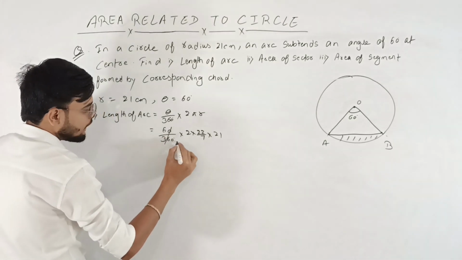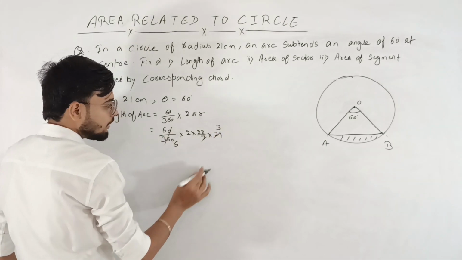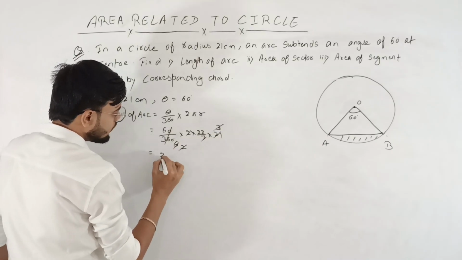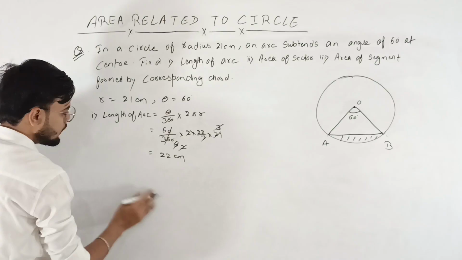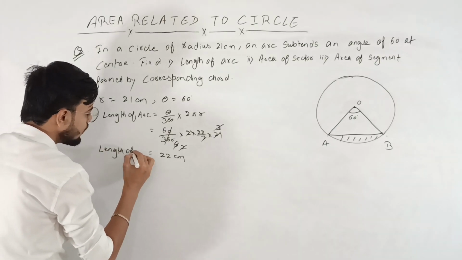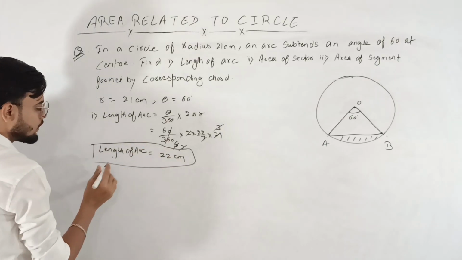Okay. So now this is cancelled by 6 times. 7 3s are 21, 6 times 6 is 6 and 2 is 2 cancelled. So length is 22 centimeter. This is the length of arc. Length of arc which is 22 centimeter.